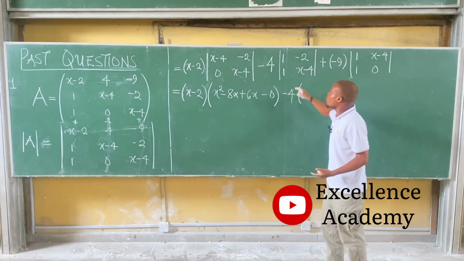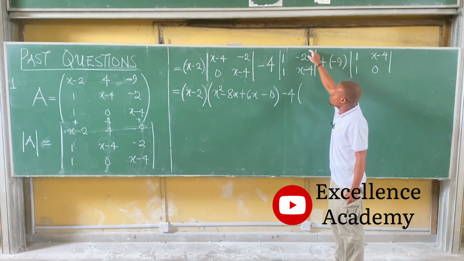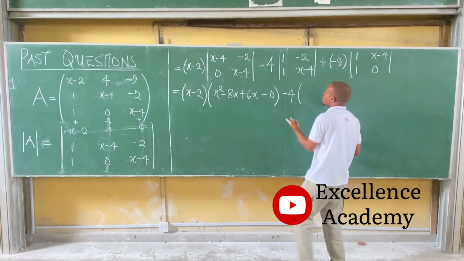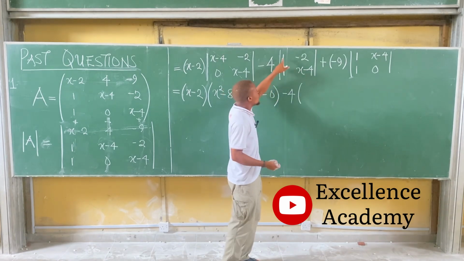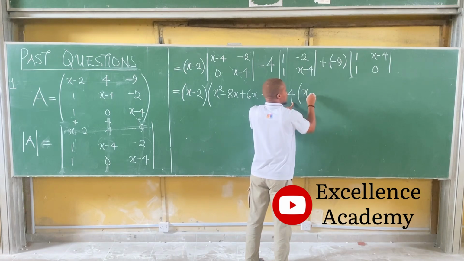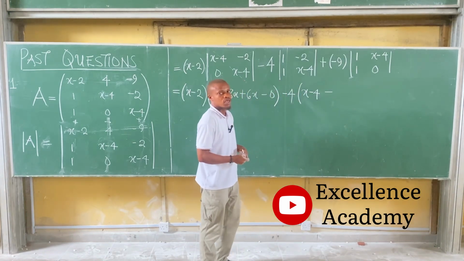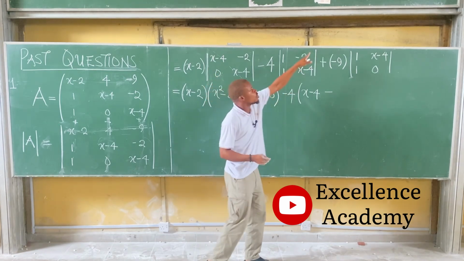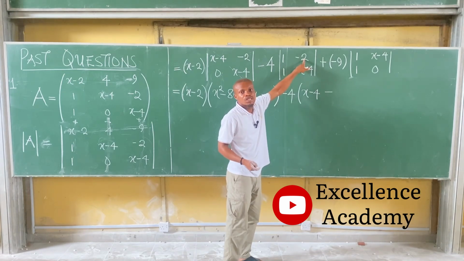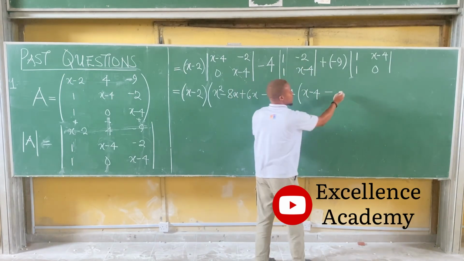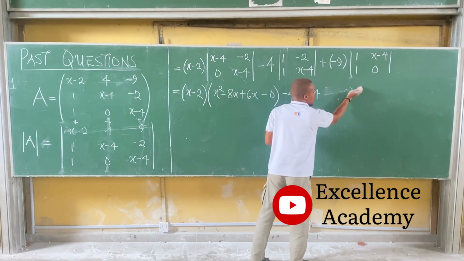We get the product of the principal diagonal, and we subtract the second diagonal from it. So what is our product? We simply do 1 times x minus 4. 1 times this gives me x minus 4, right? Minus, next up we get the product of our second diagonal this way. So I'm having 1 times minus 2, which gives me a minus 2. So if I write minus 2 here, I'm having minus times minus, which is plus 2.